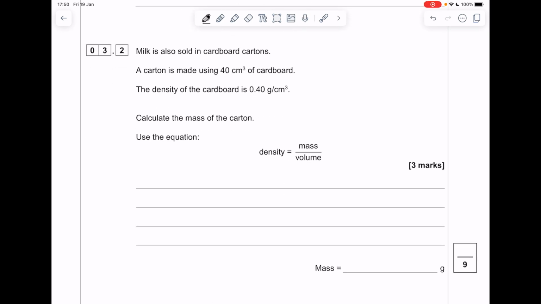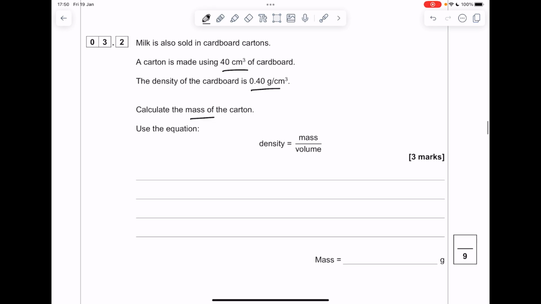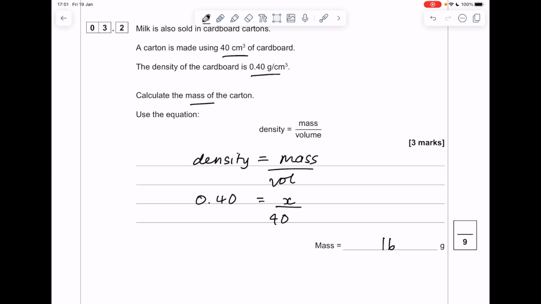Milk is also sold in cardboard cartons. A carton is made using 40 centimetres cube of cardboard. The density of cardboard is this. Calculate the mass of the carton using this equation. I suddenly thought, am I doing a physics paper here? Don't worry about rearranging the equation if you don't want to. Look, sub in that density value. We're after mass. The volume is 40. The answer is 16 grams.